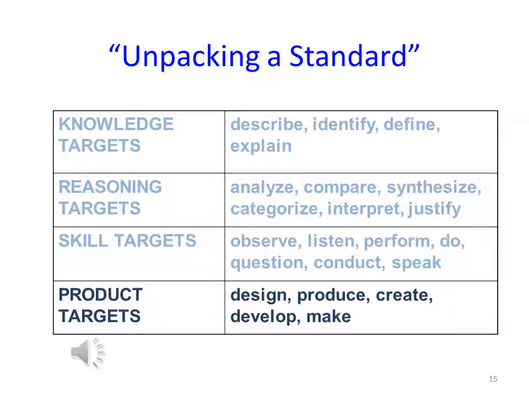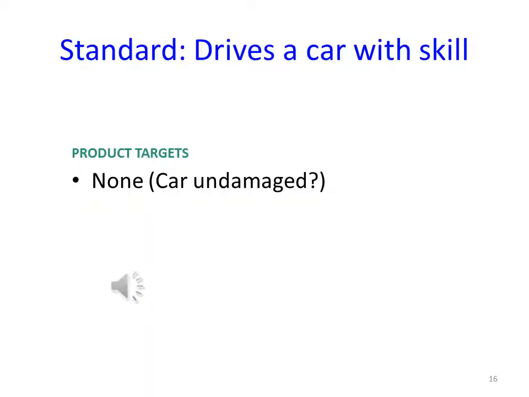So let's get back to driving a car with skill. Okay, now you know I'm stretching. The standard is drives a car with skill. What would the product targets be? An undamaged car? Successfully getting from point A to point B without an accident? I'm not coming up with one, and maybe you've got a better one. But again, this illustrates that not all standards will have all 4 target areas, but a good standard will have more than one.